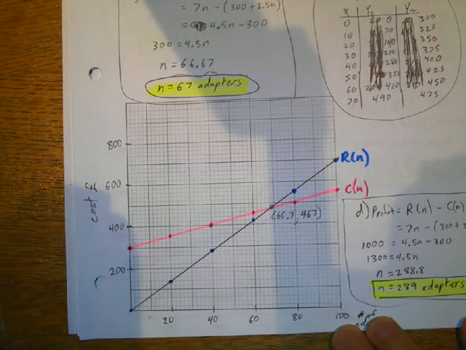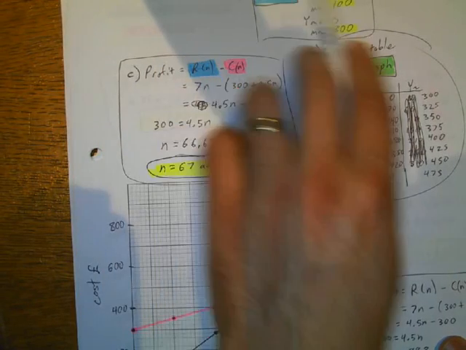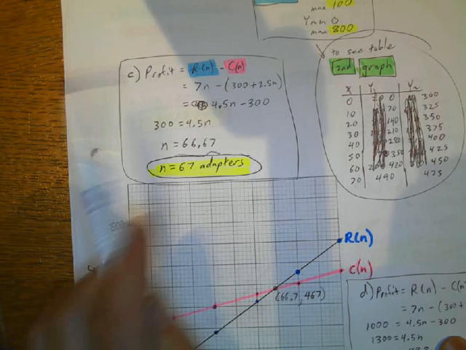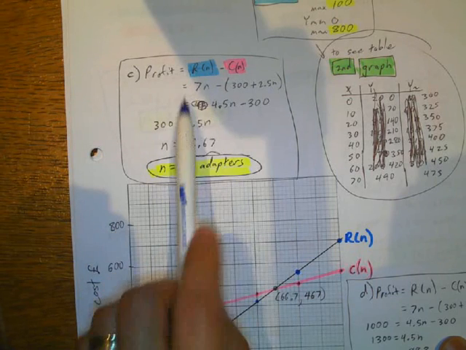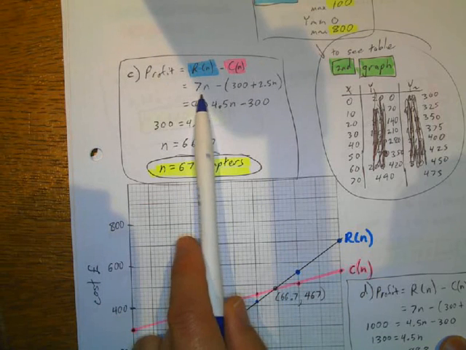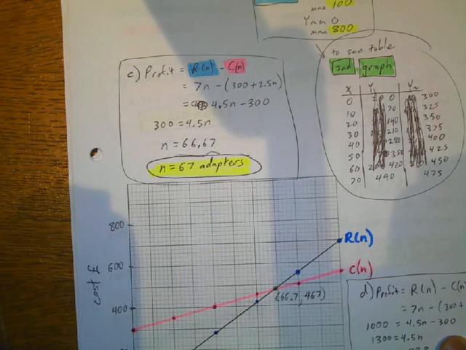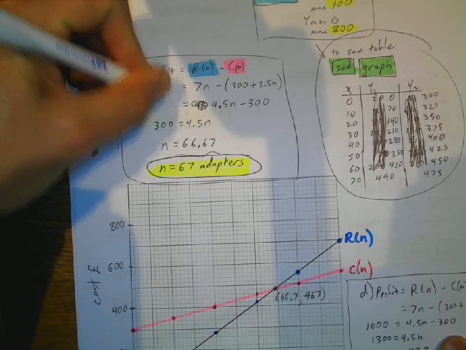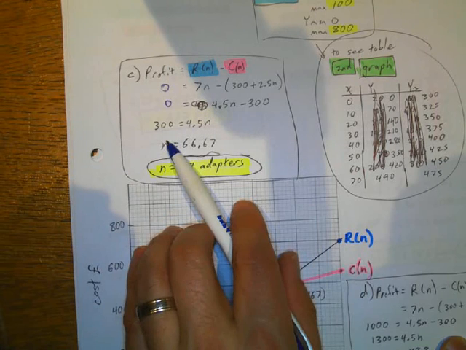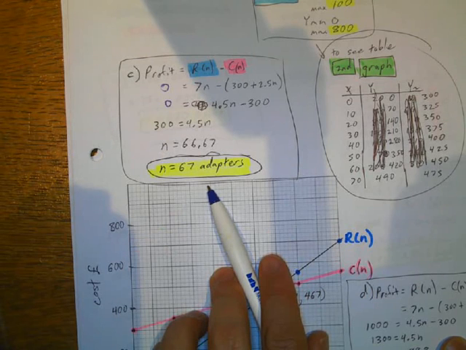Okay. Let's look at question C. Determine the break-even point. So that's when the revenue equals the cost. So let's find the break-even point. So I make these equal to each other. So the profit has to be 0, right? So I added 300 on both sides, and then divided by 4.5. Okay, might want to hit pause.